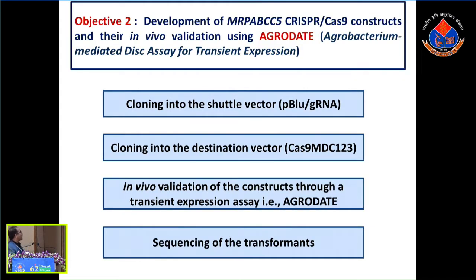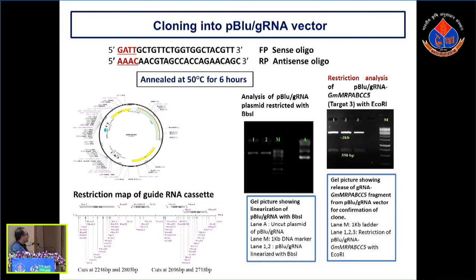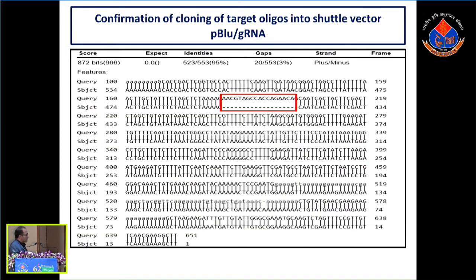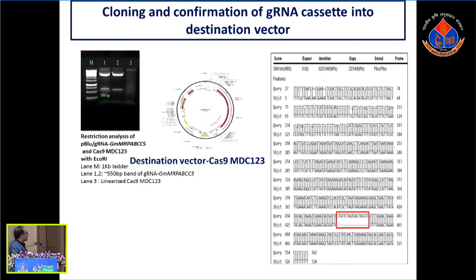And then with regard to objective 2, they worked on the cloning of this gRNA sequence into the shuttle vector, and then cloning into the destination vector, and finally in vivo validation using the aggregate method, and the sequencing of the transformants. So this is how the blue vector was used as the shuttle vector for the cloning of the gRNA sequence, and the cloning was confirmed by restriction analysis and also by PCR and the sequencing. And then this was cloned into the destination vector, that is the MDC123 vector.